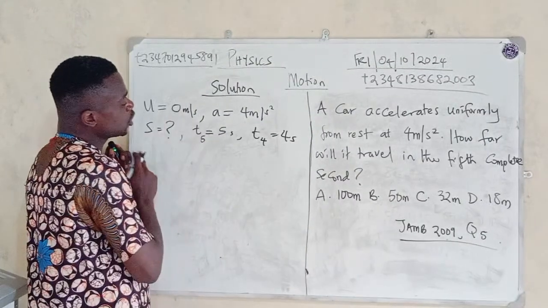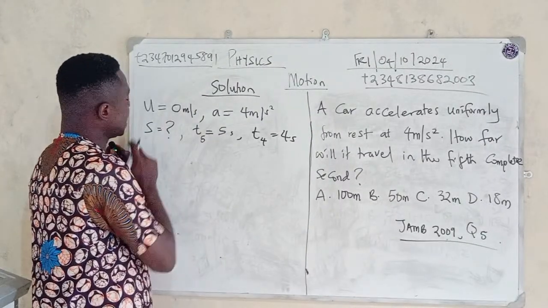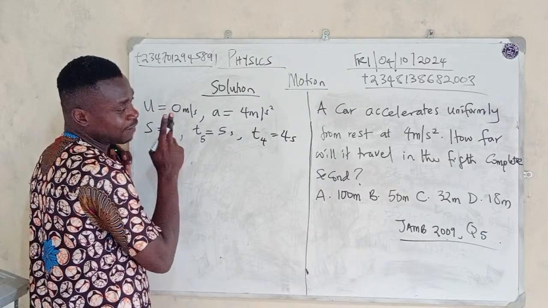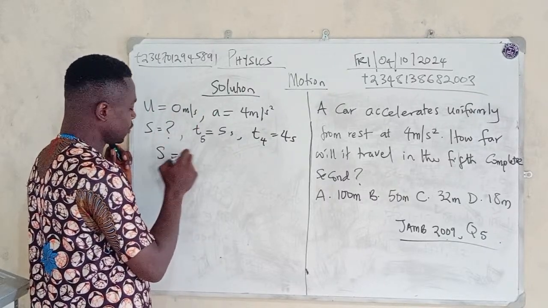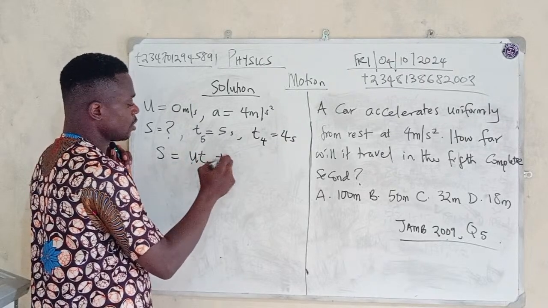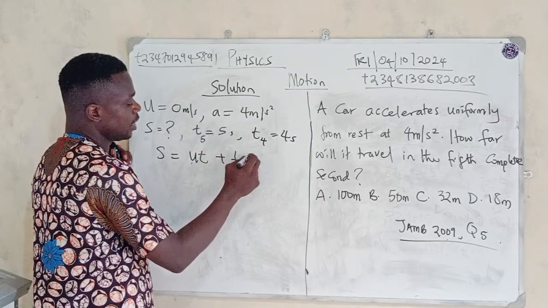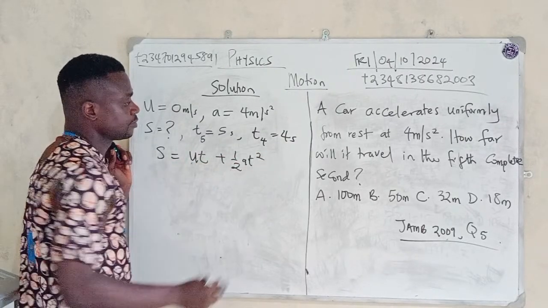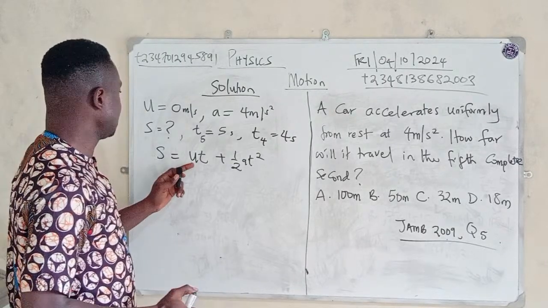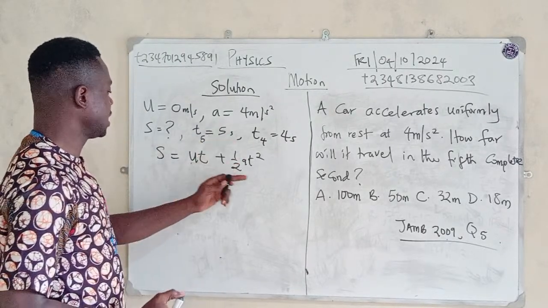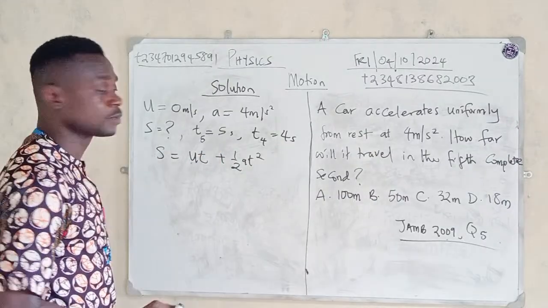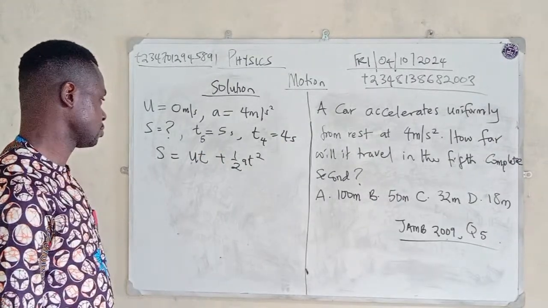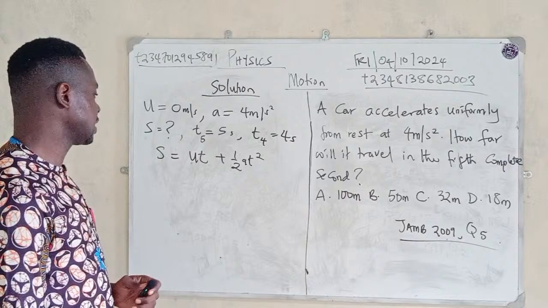So which equation of motion fits in here? We have initial velocity, there is no final velocity. We have acceleration, we have distance. I think this is the equation that fits: S is equal to ut plus half at squared. The distance is here, time is here, acceleration is here. So this is the one that fits.